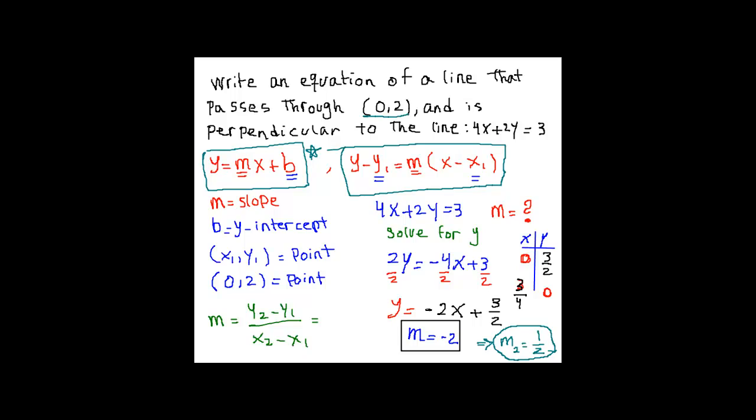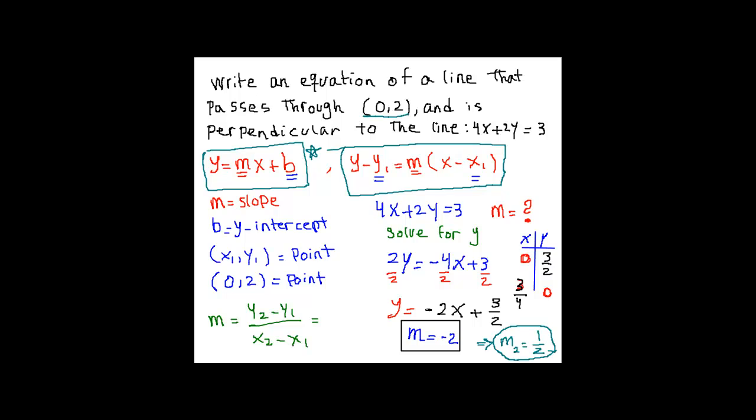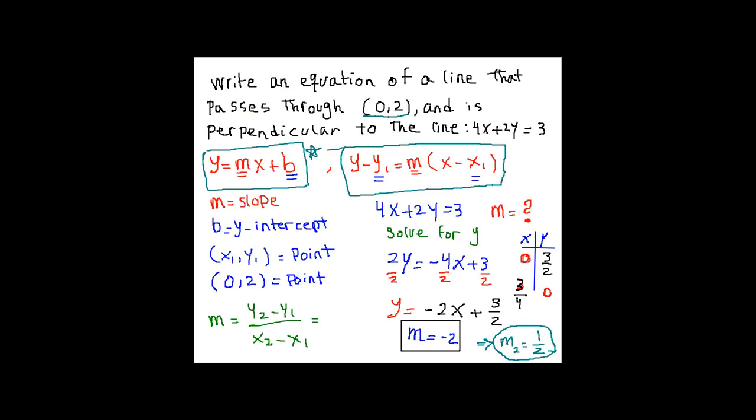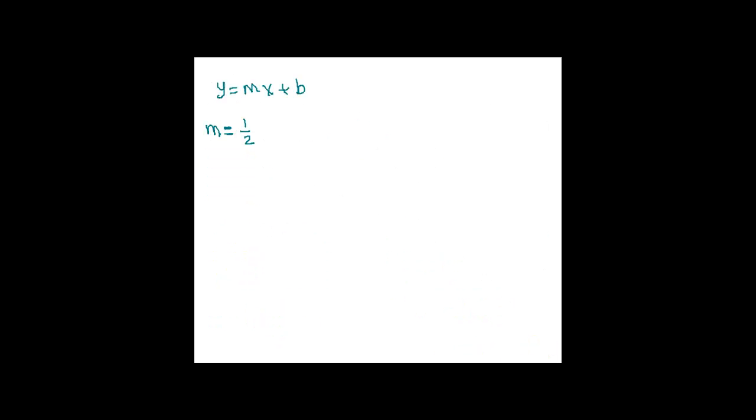Again, here we want to use y = mx + b. Remember, we know the slope already, and we know a point. The slope is 1/2, and the point given to me is (0, 2). Okay, that's a point.